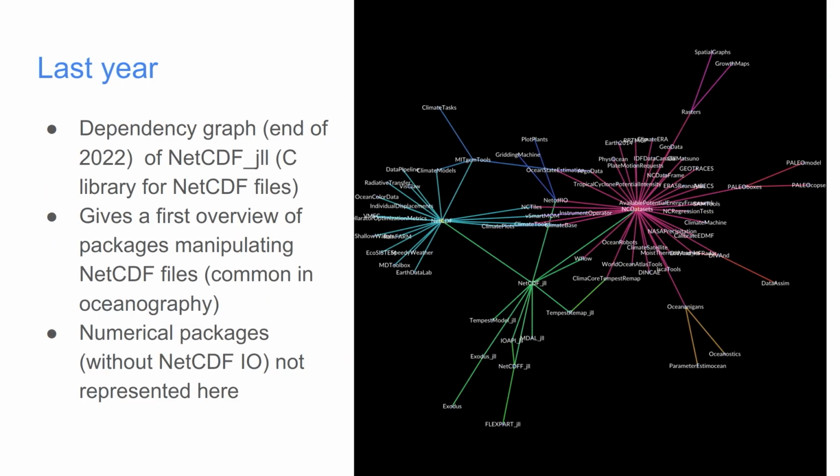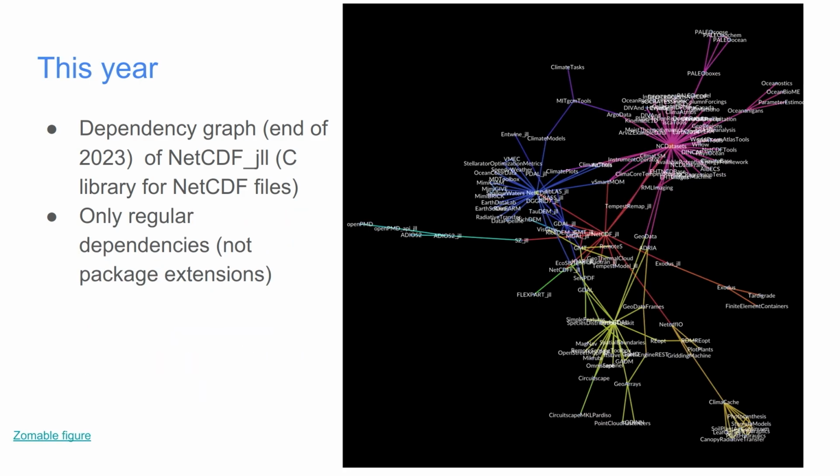Just out of interest, last year I had a look at the dependency graph: which Julia packages depend on netCDF, on the C library netCDF. That's the green library here. Then there are actually two wrappers of this: NetCDF.jl and the NCDatasets package. It's quite interesting to see which packages are using your code. This year, things have become even busier, which means good. People are actually interested in using netCDF in the Julia community. And it only includes direct dependencies.